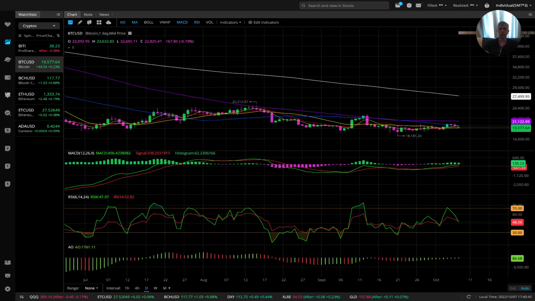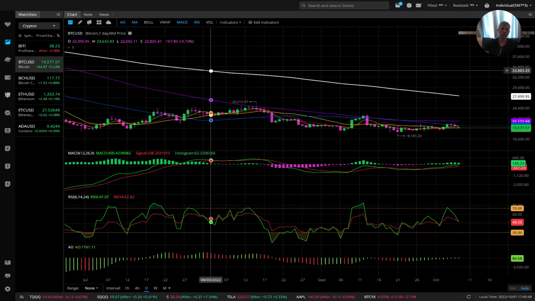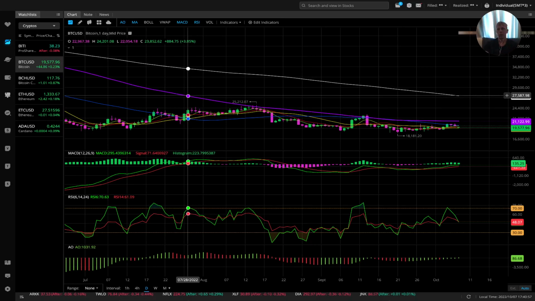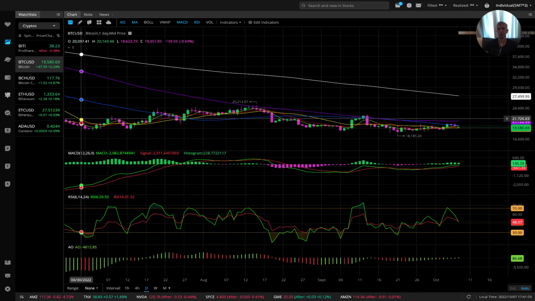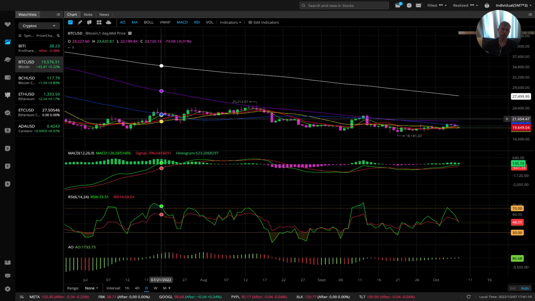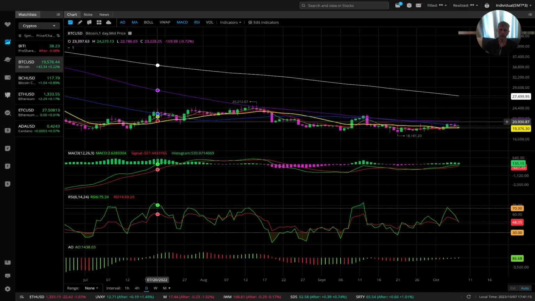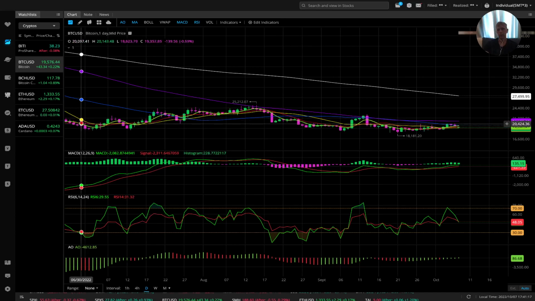Bitcoin on daily. Let me repeat my settings as usual. MA200 has white color. Purple is MA100. Blue is MA50. Yellow is MA20, red is MA10, and green is MA5.